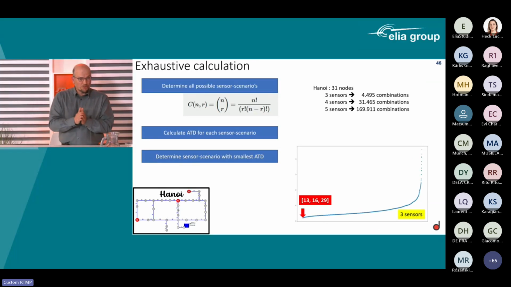So again, nothing to do with quantum here, because the number of combinations is still quite low. If you were assuming 3 sensors out of 31, you get less than 5,000 calculations to be done. So that's pretty easy. And we come to the point, okay, you put them at those locations, 13, 16, 29. That's actually the best average topological distance that you can have if you measure that.